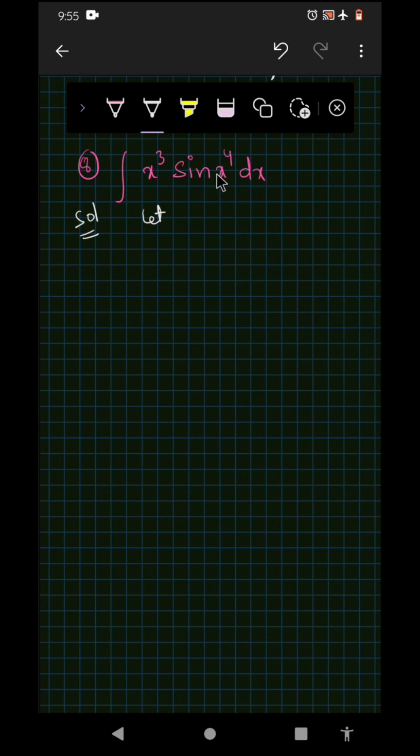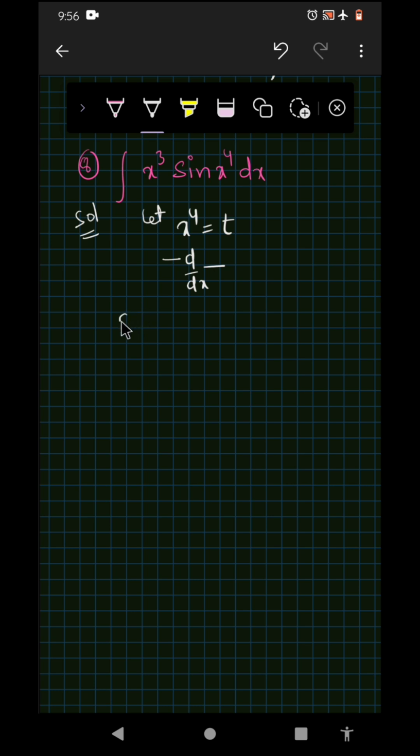Next problem is integration of x cube sin x power 4 dx. So to solve this, we will take that here x power 4 as t. Let x power 4 is equal to t. So now we will derivate on both sides with respect to the x. That's why apply the d by dx on both sides.